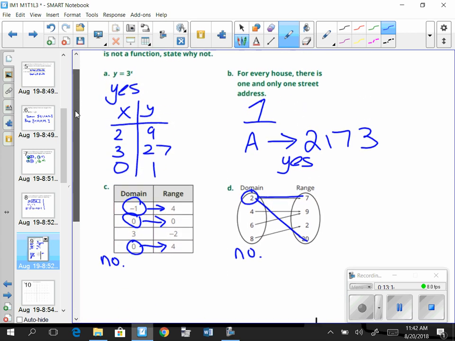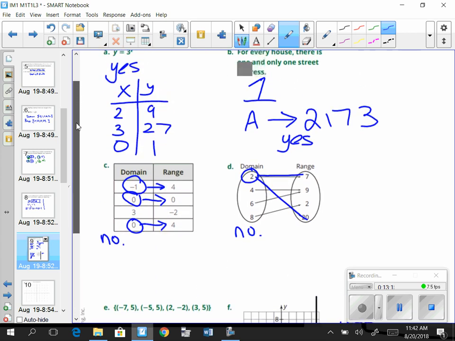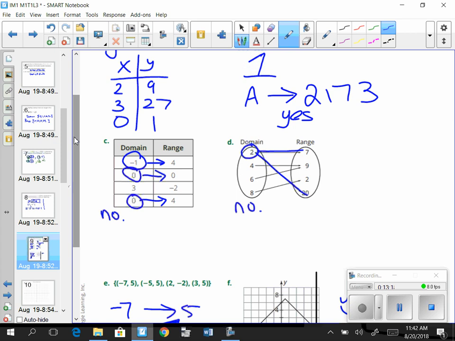The only two that weren't functions were C and D. I should see sentences describing why.